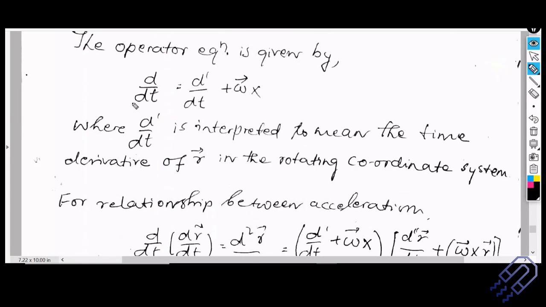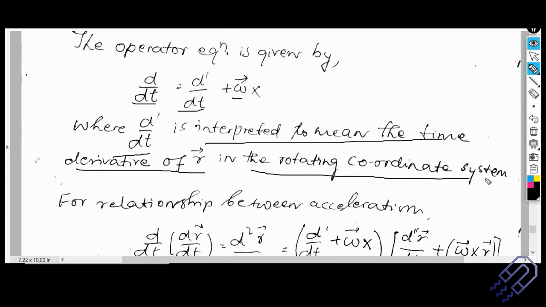The operator d/dt is equal to d'/dt plus omega bar cross. I've just put a dash here so that I don't need to write down unprimed, else I can write primed here. So I can just write prime and then I don't need to write a dash there. So d'/dt is interpreted to mean the time derivative of r in the rotating coordinate system. So this is the time derivative of r in the rotating coordinate system.